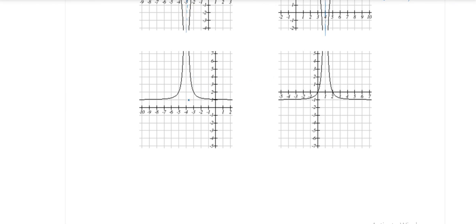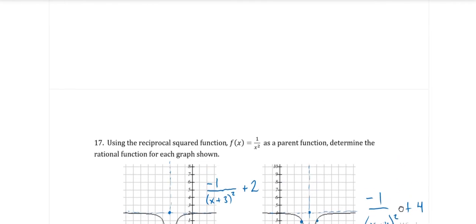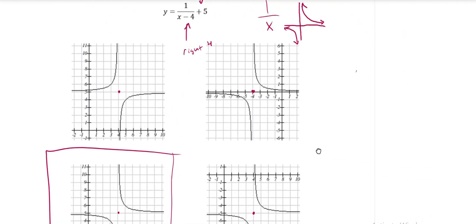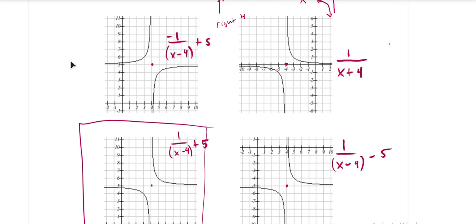These last two haven't been reflected. One has been right shifted by 4 units and upshifted by 1, which we would write like this. The other one has been downshifted by 1 unit and right shifted by 1 unit, which we would write like this. Okay, that'll do it for these. I should probably note that we could have applied this same kind of process to these to figure out what their equations are. Here are those equations if you are interested.